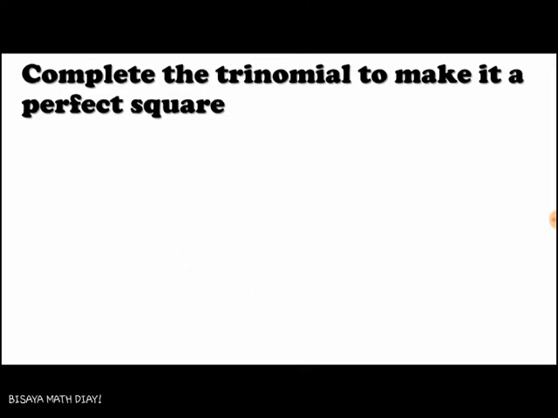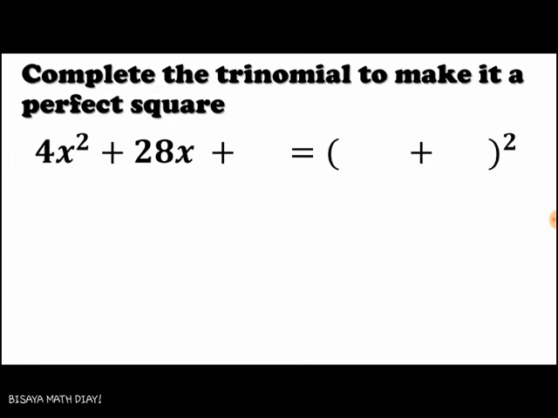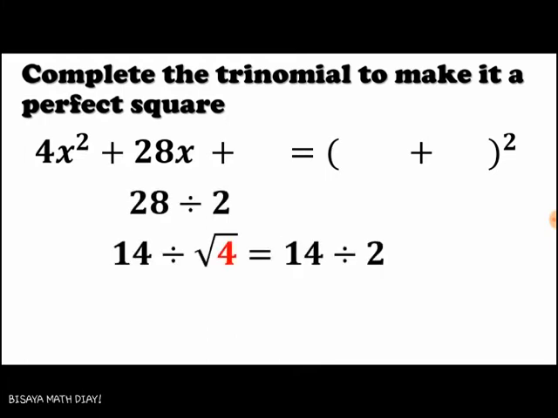Next, let's have 4x squared plus 28x plus a number, right? Atong pangitaon ang number. And then, we have its binomial form. So, atong himuon, again, we bring down 28 divided by 2. And then the result would be 14. That's divided by the square root of 4. Why square root of 4? Because ang coefficient sa x squared is 4.